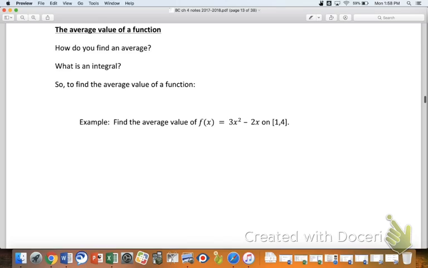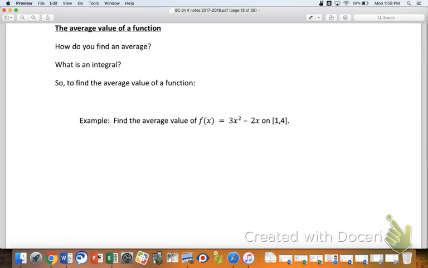Hey guys, let's finish with this. You all know how to find an average. Don't you just add up everything and then divide by the number of numbers? That's usually what I would do. The issue with this, if I were to say that's what goes right here: you add everything up, then divide by the number of numbers. That's how you find an average. What is an integral? You guys remember from half an hour ago?